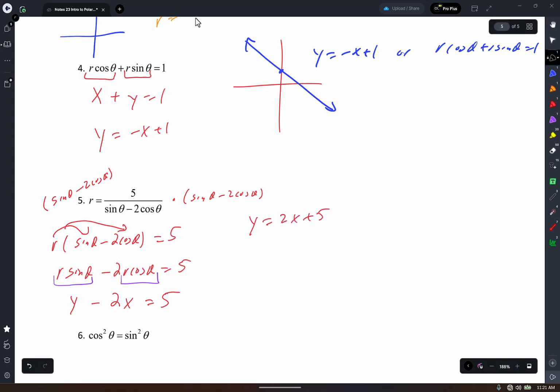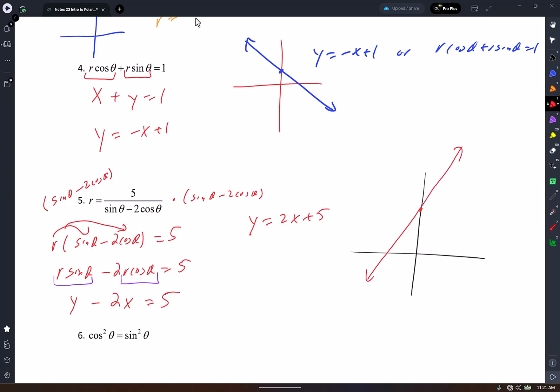Tough crowd, tough crowd. So here is how it looks. Here's 5, and then you have a slope of 2. So y equals 2x plus 5, or r equals 5 over sine theta minus 2 cosine theta. Wow, who knew that that was just going to be a linear line? Cool or not cool?